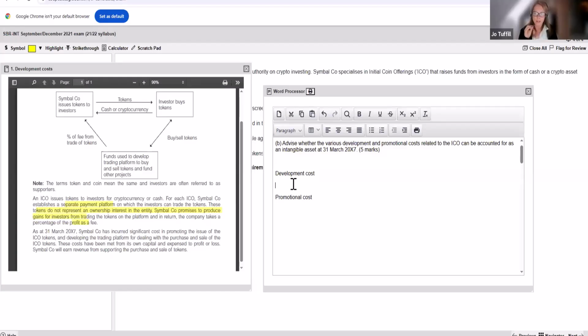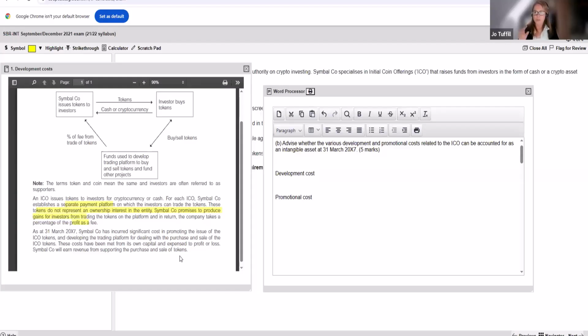But what we are sticking to now is, can we recognize it as an intangible asset? And so you need to stick to the requirements of the standard. Is it going to give you future economic benefits? And absolutely yes, because it's going to earn revenue from it. It tells you here in the scenario. These costs have been met from its own capital and have been expensed. They will earn revenue from supporting the purchase and sale of tokens.